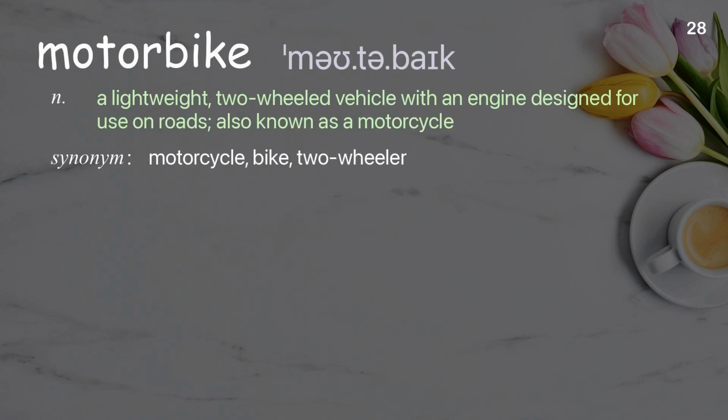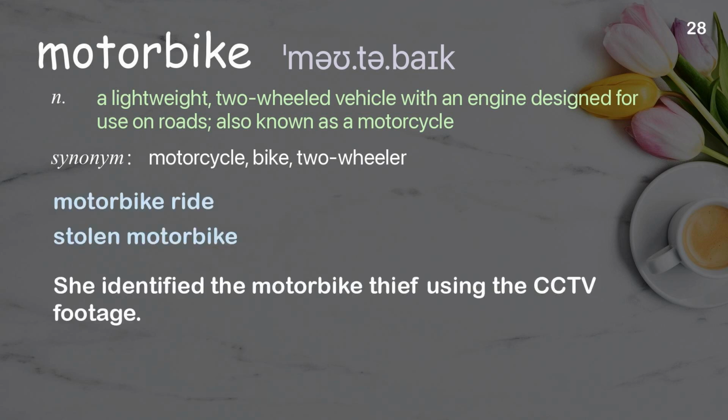Motorbike. A lightweight, two-wheeled vehicle with an engine designed for use on roads, also known as a motorcycle. Examples: motorbike ride. Stolen motorbike. She identified the motorbike thief using the CCTV footage.